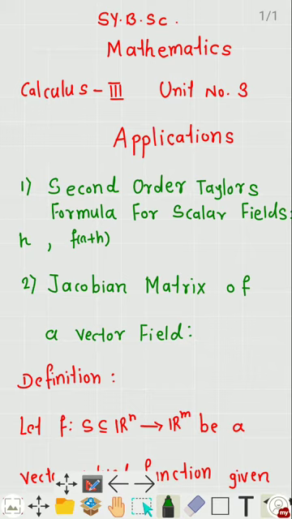We can extend the theorem to scalar fields in two variables, and we approximate f of x comma y near a point a1 comma a2 by means of a polynomial of two variables. So we can write Taylor's formula for a function of two variables. Our next application is the Jacobian, writing the Jacobian for a vector valued function.